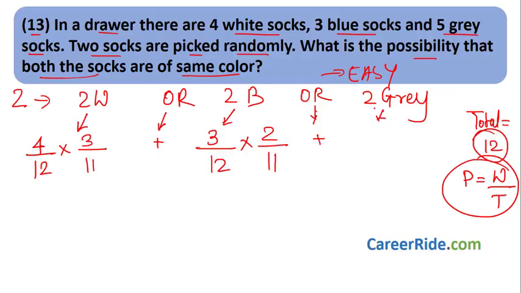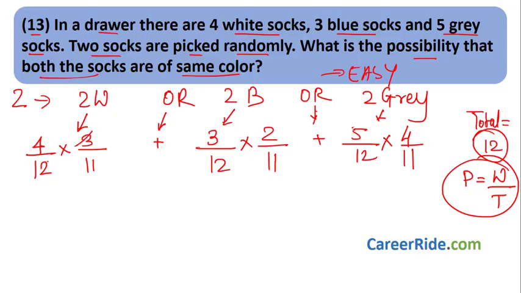Now I choose the grey socks. Okay. Choose the first grey sock. How many grey socks are there? 5. So choices are 5 grey socks. I want grey. So what I want is grey. 5 grey socks are there divided by 12 into 4 by 11.